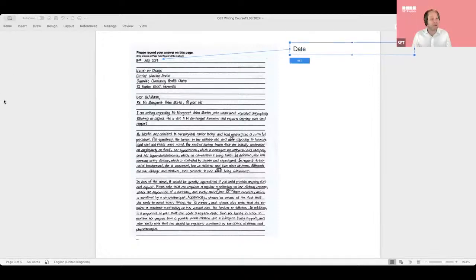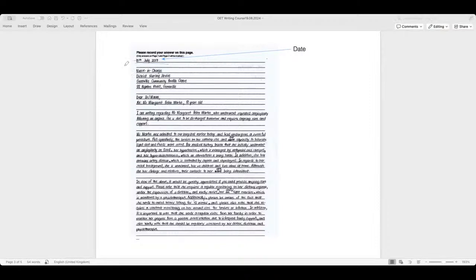Right. Now, first question. Do we always put the date here? No. You can put it under the address or after the address. It doesn't matter. You can put it there or there, according to OET. Doesn't matter, okay? You cannot put the date here, only above or below the address.